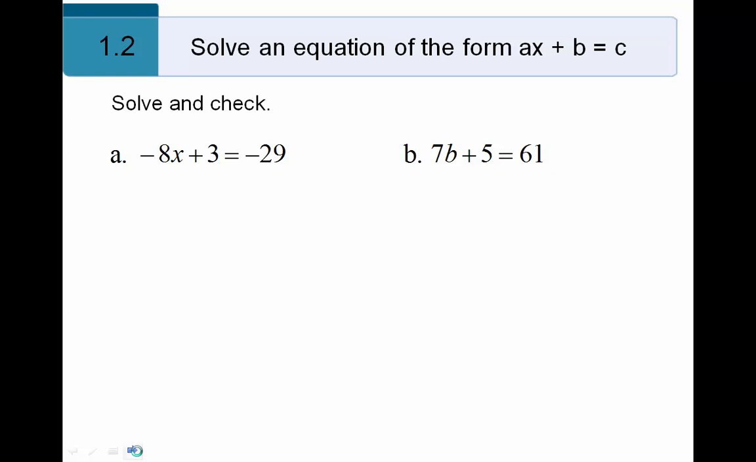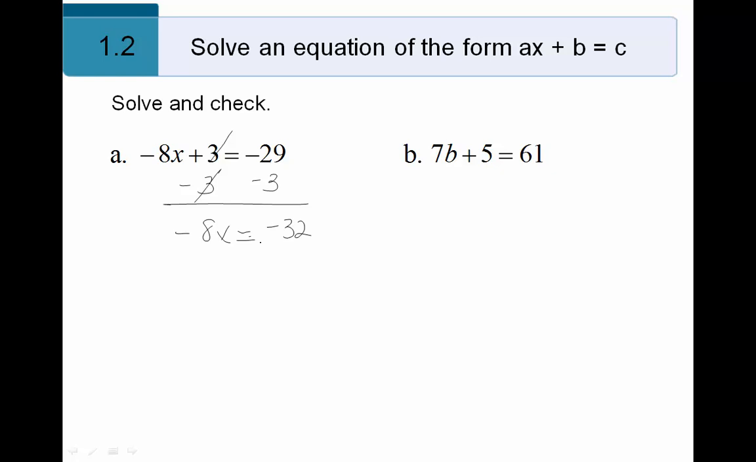Step 2, let's get the variable on one side, and step 3, the number on the other. Since there is a single variable, negative 8x, let's leave it on the left-hand side and get the negative 8x by itself by removing that positive 3. And to get rid of that positive 3, we're going to put a negative 3 on both sides. That cancels the 3's and leaves negative 8x equals negative 32.